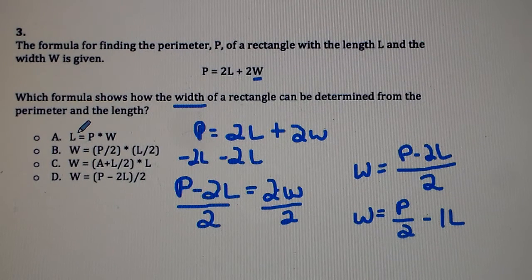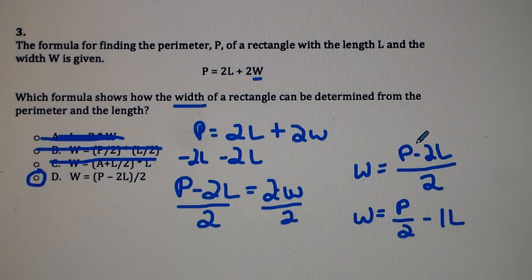So we know we have to get W by itself, so A is not an option. W is equal to P divided by 2, that looks like what we're doing, times L divided by 2. Nope, that's not it. Width is equal to area plus length divided by 2 times length. Nope, that's not it. Oh, look at that. It's going to be D again. P minus 2L divided by 2. What we got up here.